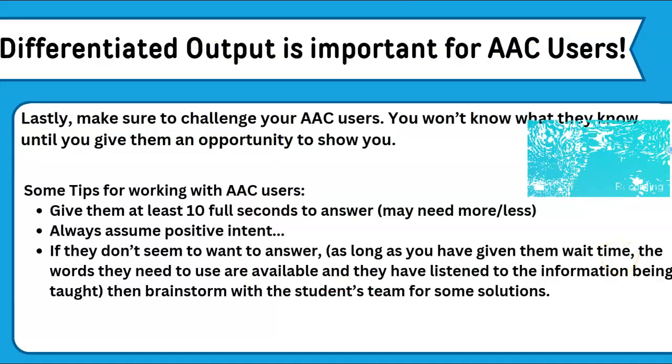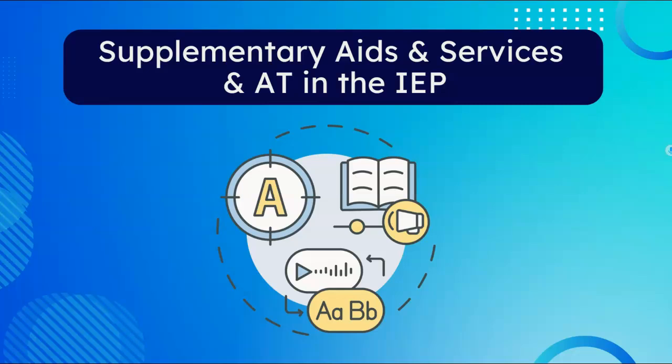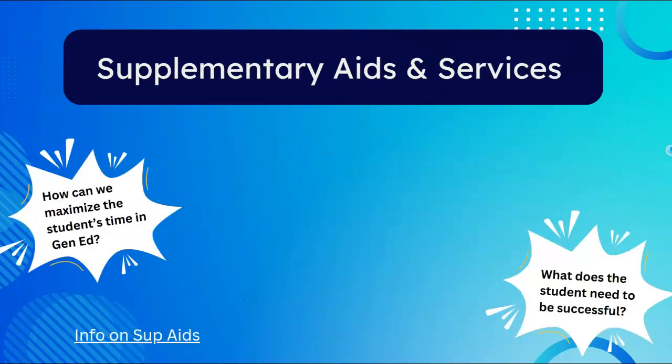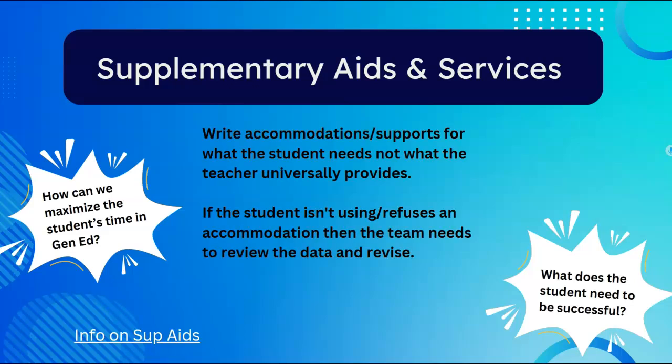So let's switch gears and talk about supplementary aids and services, specifically about AT and the IEP. As you're aware, supplementary aids and services are ways that we can support students to be successful in the gen ed classroom. I'm often asked, what about a teacher who allows everyone to use Chromebooks and so everyone has access to speech to text and text readers and large print and that kind of thing? But what we need to do is focus on the student first. What supports does the student need, not what the teacher universally provides?